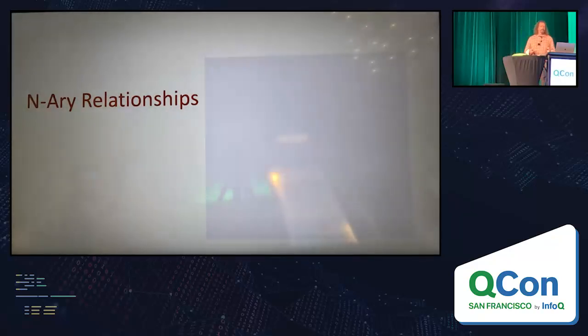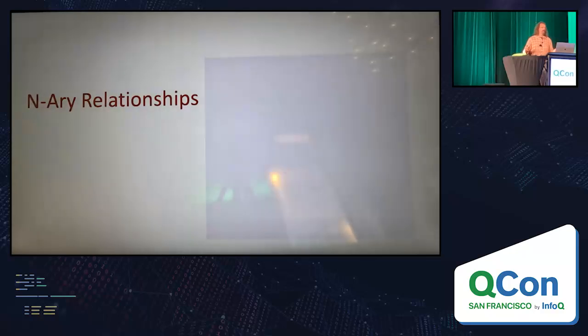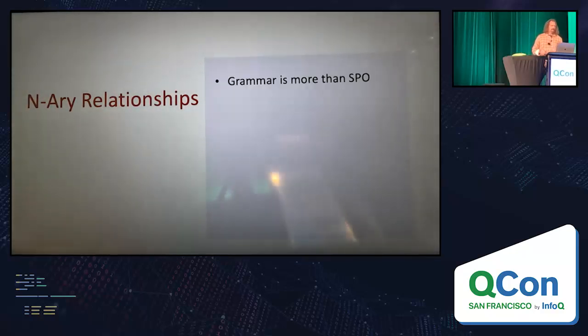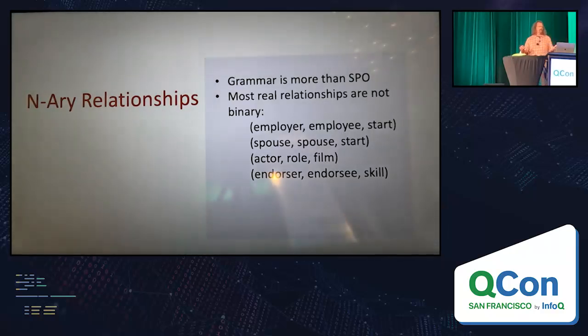Now, we're not quite done yet, because the predicate is a simple binary relationship, right? But most relationships in the real world are not simple binary relationships. Let me give you some examples. Grammar is more than subject, predicate, and object, right? And here are some real relationships that are not subject, predicate, and object.